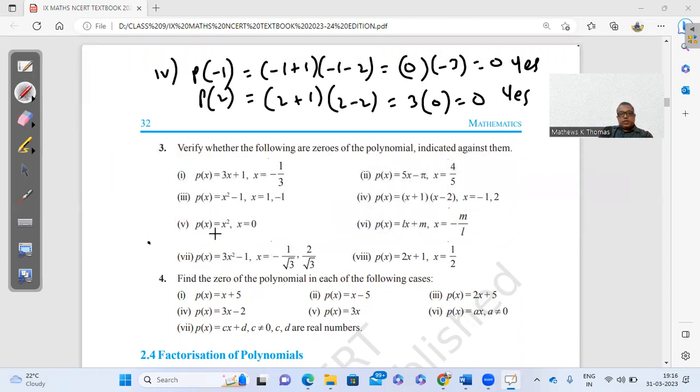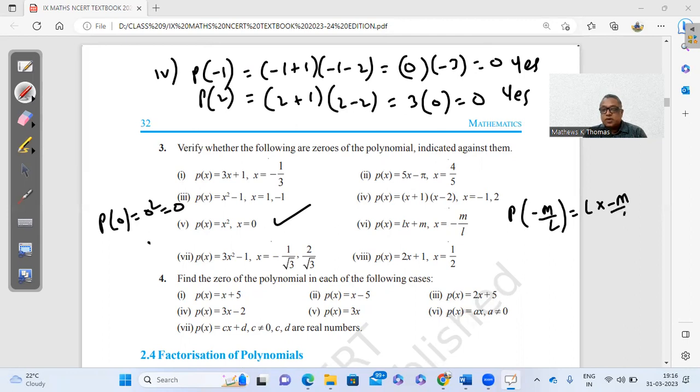Px is simple. Px is x square, x is 0. So obviously when I'm substituting 0 here, 0 square is 0. So this is quite easy. It's going to be 0. For sixth part, instead of x, we are putting minus m by L. So L into minus m by L. Okay, x value is given minus m by L plus m as it is. L and L gets cancelled. We get minus m plus m. Minus m plus m is 0. So this is also a 0 of the polynomial.